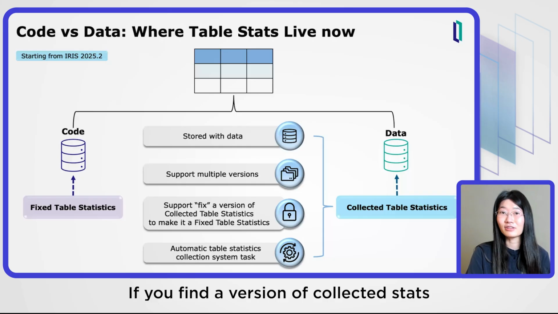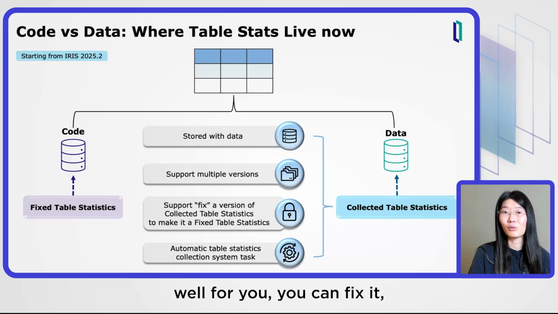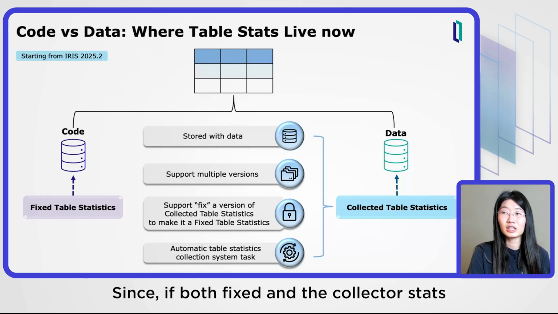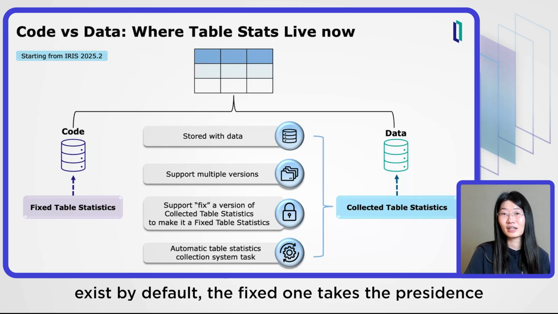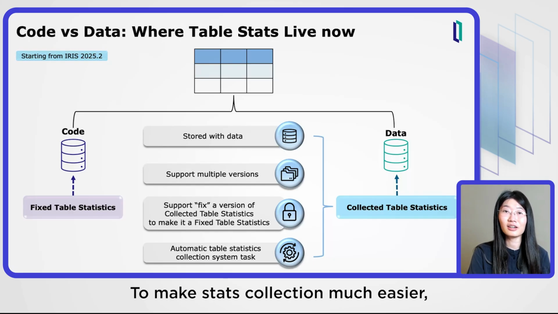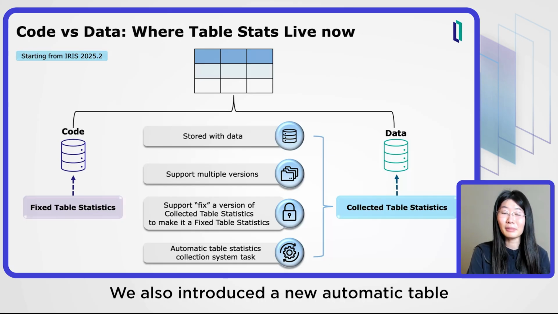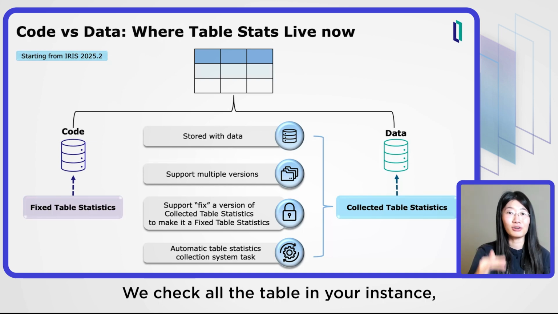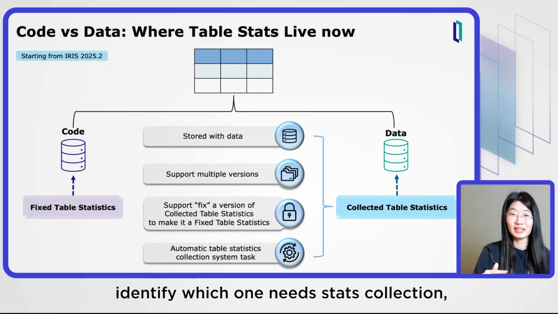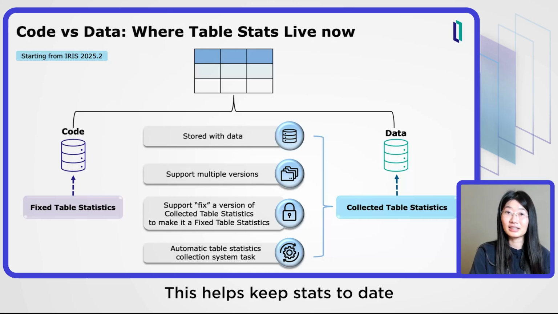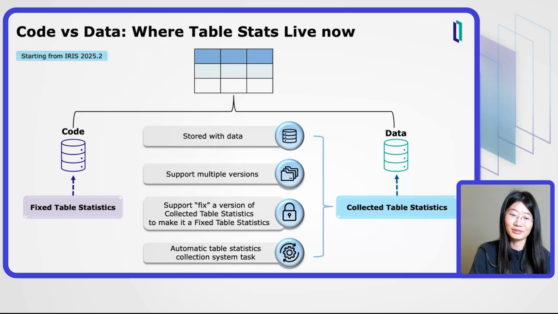If you find a version of collected stats that works particularly well for you, you can fix it, which turns it into fixed table stats, since if both fixed and collected stats exist, by default, the fixed one takes precedence. To make stats collection much easier, we also introduced the new automatic table statistic collection system task. We check all the tables in your instance, identify which ones need stats collection, and automatically collect stats for you. This helps keep stats up to date with minimal manual effort.